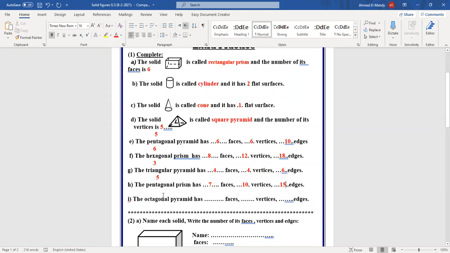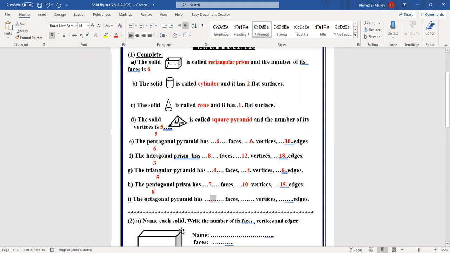The octagonal pyramid has how many faces, how many vertices, and how many edges? What is the shape of the base here? Octagon. How many sides in the octagon? 8. To find the number of faces in the pyramid, what will you do?